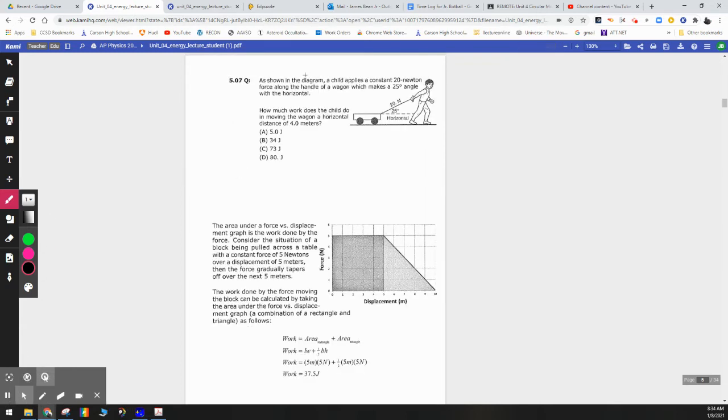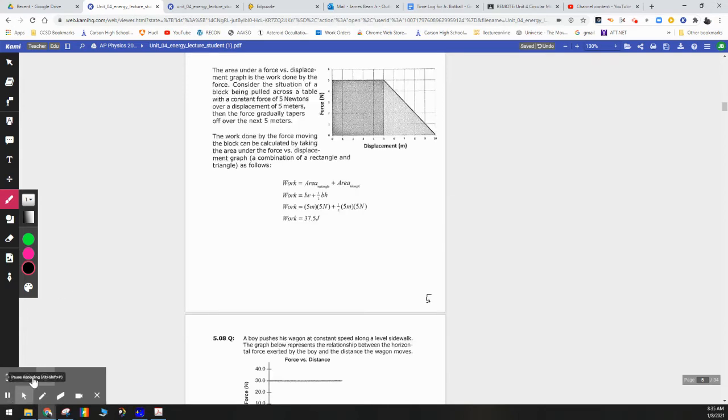Next problem here, 5.07. A child applies a constant 20 newton force along the wagon handle, which makes a 25-degree angle to the horizontal. How much work does the child do in moving the wagon a horizontal distance of 4 meters? Okay, so we need the parallel component of force, and we also need the displacement delta x. So go ahead and try this out and see what you get. We'll hit pause.